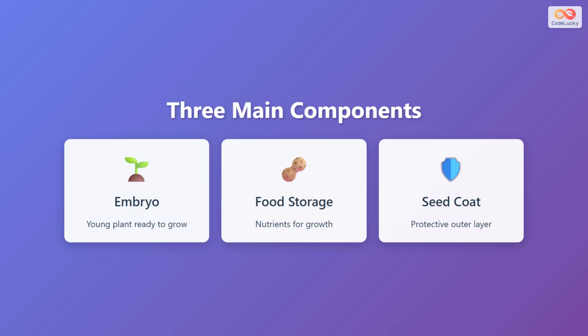Let's break down the three main components of a seed. The embryo is the young plant itself, containing all the genetic information needed to grow into a full plant. The food storage provides nutrients like carbohydrates, proteins, and fats that fuel the embryo's initial growth until it can make its own food through photosynthesis. The seed coat is the tough outer layer that acts like armor, protecting the precious embryo and food supply inside from physical damage, dehydration, and disease.